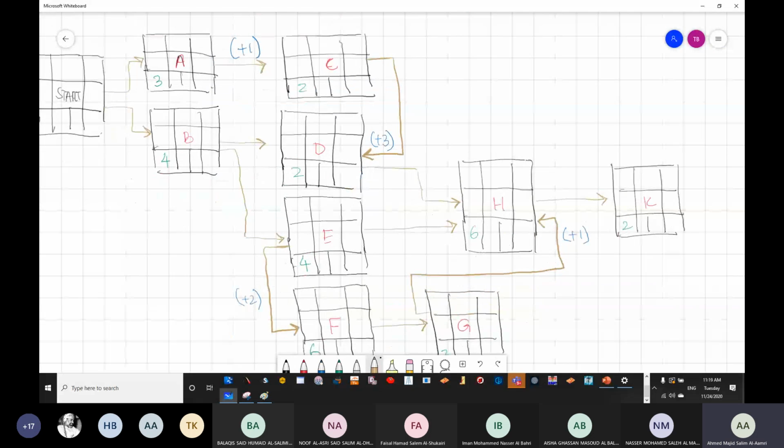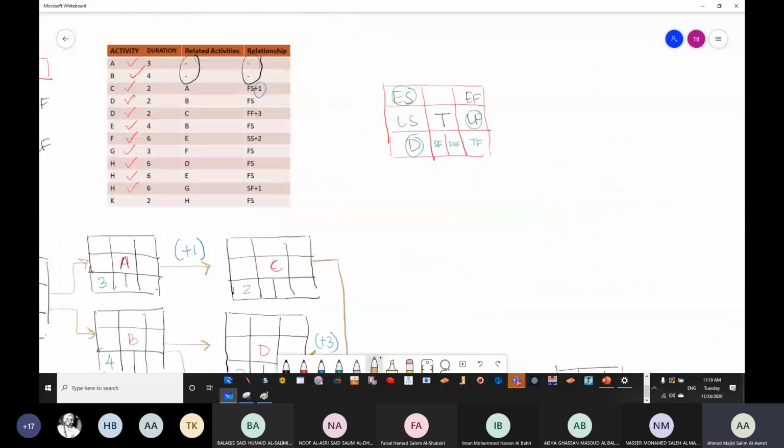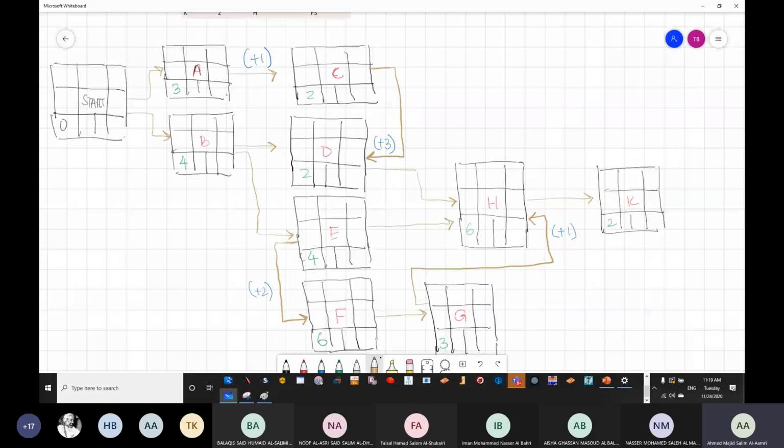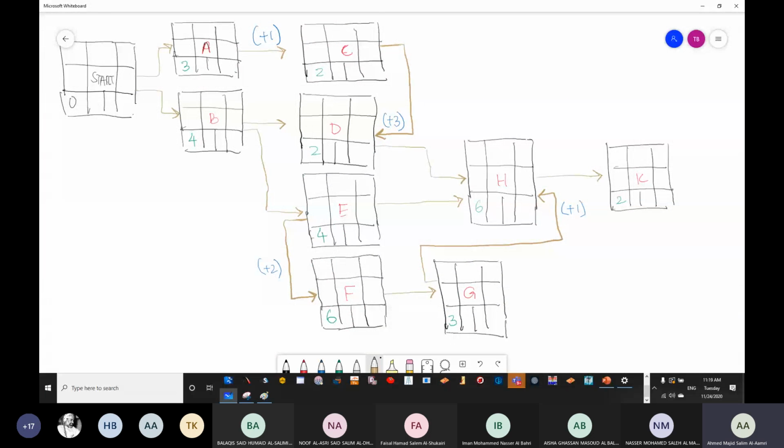Now, I need to check whether all tasks have finished or not. I need to check how many tasks have finished. We said a task is finished if there is an arrow going from its finish side.